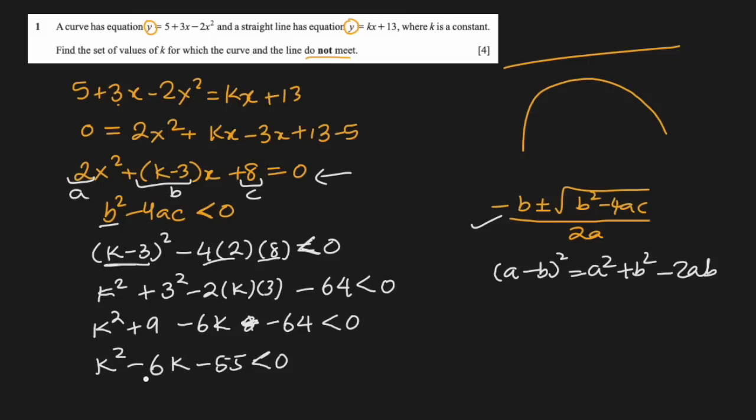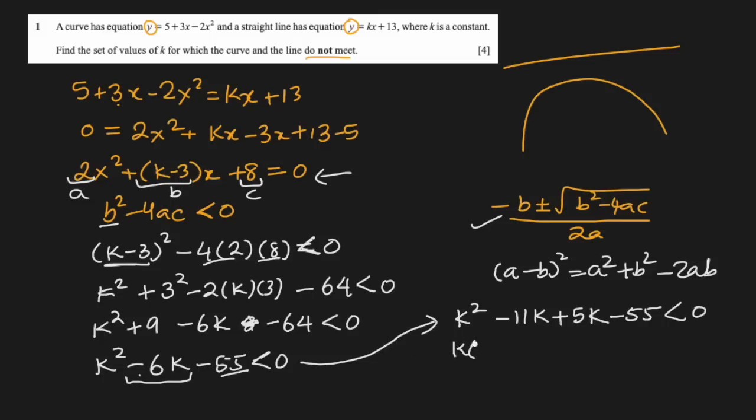For finding roots, I will split the middle term. That is the method which is possible here, because 55 has two factors, which are 11 and 5, and their difference is 6. This is how we split the middle term. So I'll write k square as k square, minus 55 as minus 55, and this minus 6k will be minus 11k plus 5k. So I've changed the look of this inequality. It is still the same.